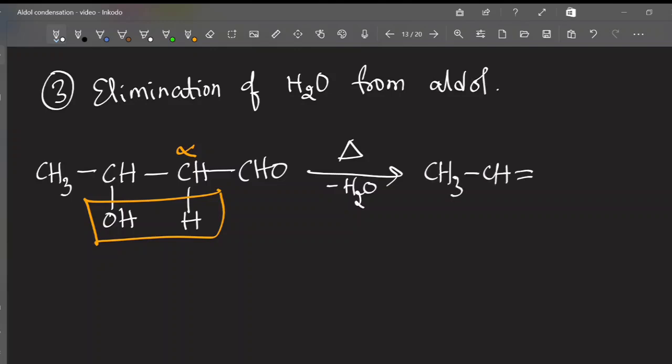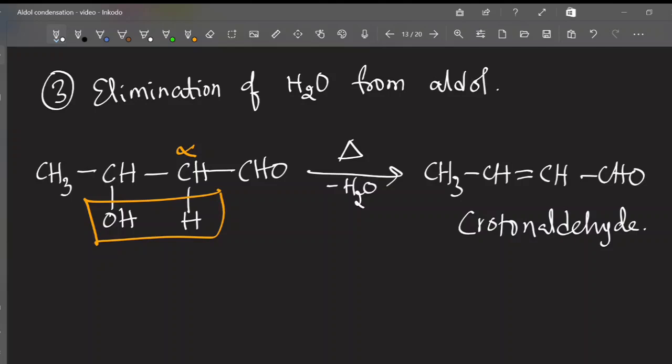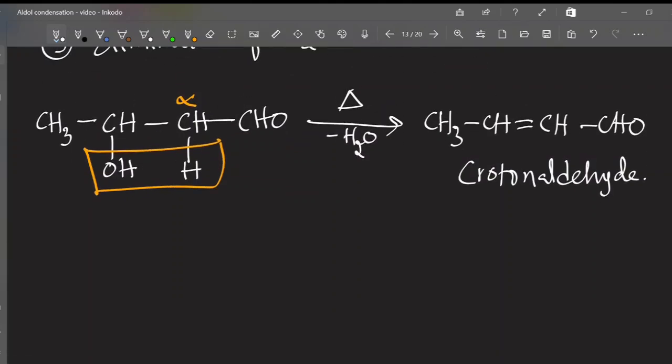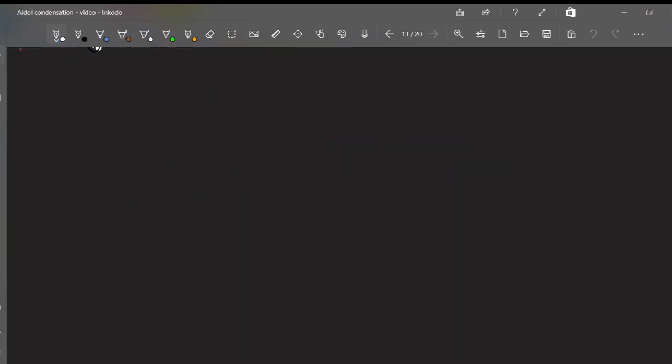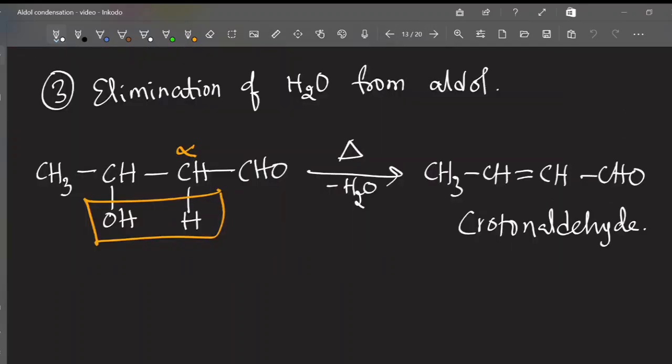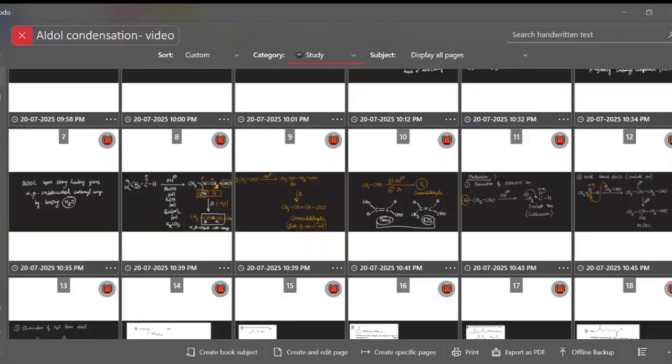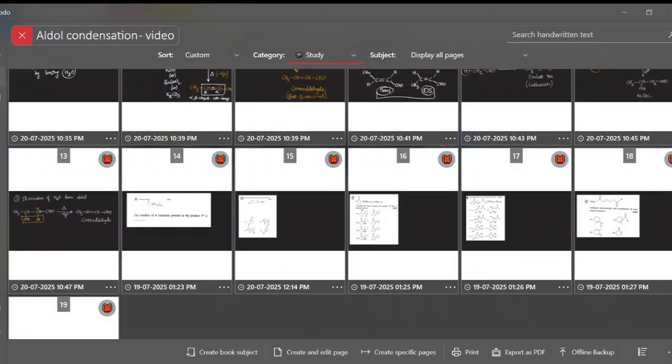Clear to everyone? Hope it is clear, those who are watching. So this is our crotonaldehyde. Very important, students. Yes, this is our crotonaldehyde. Okay, so this is actually the mechanism part, but leaving the mechanism, we can even write the reaction in an easier way actually.